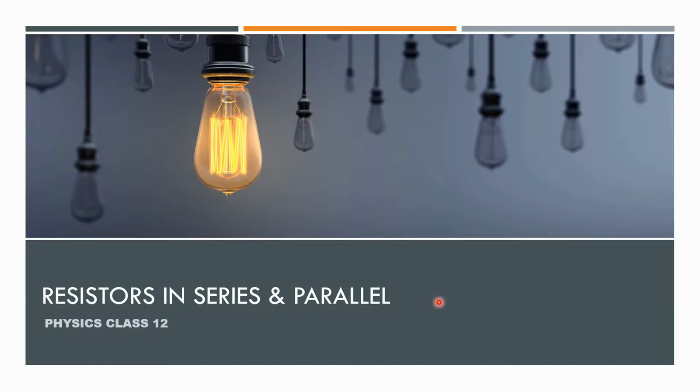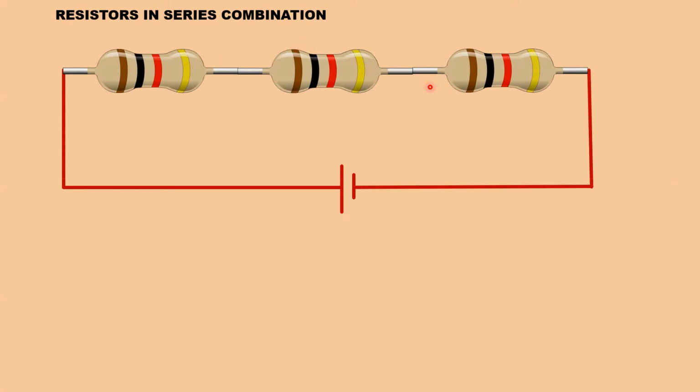So how are they connected in series? In the case of resistors in series combination, we are going to consider the resistors having resistance R1, R2 and R3. So these are the resistors having the values of resistance R1, R2, R3. They are connected as shown. So this connection is said to be series combination.